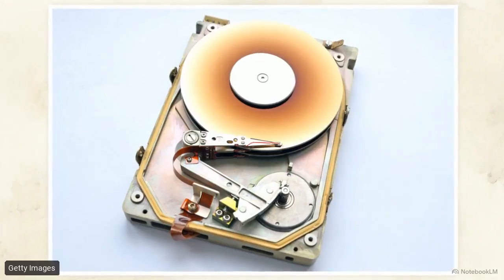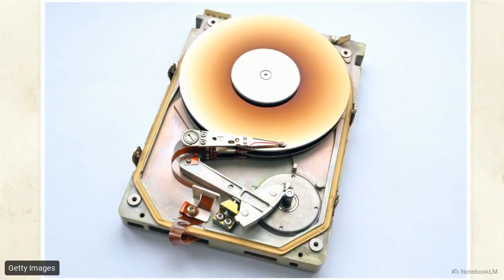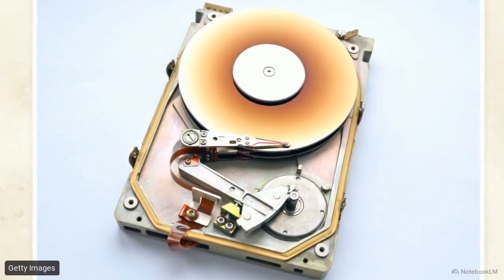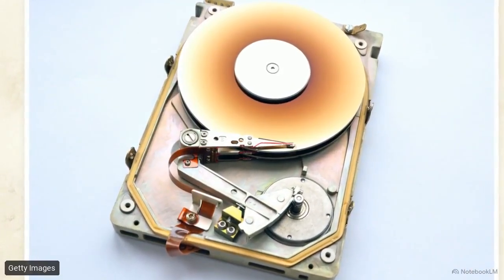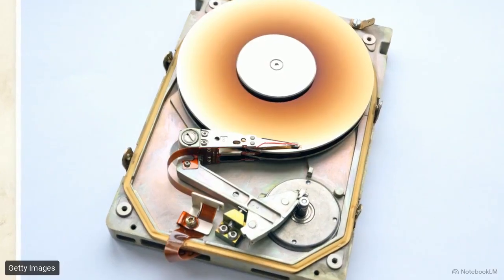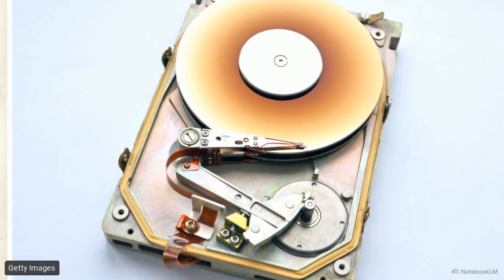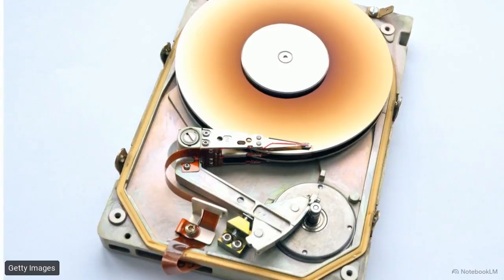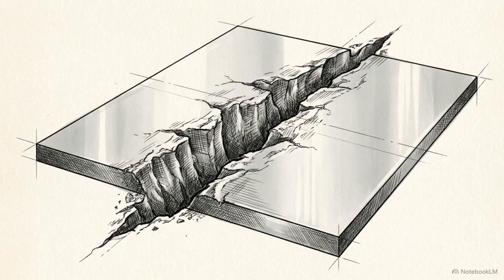This extreme rotational speed is necessary for a mechanism called a flying head. The velocity creates a microscopic film of air that carries the read-write assembly just above the platter, completely eliminating mechanical friction. Removing friction removes wear, but introduces the risk of a head crash.